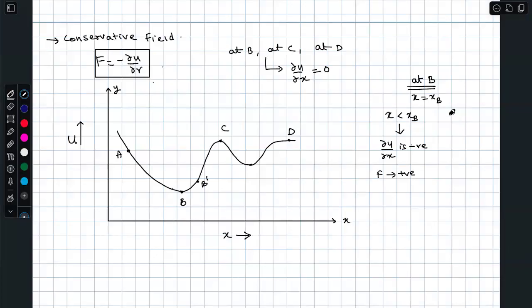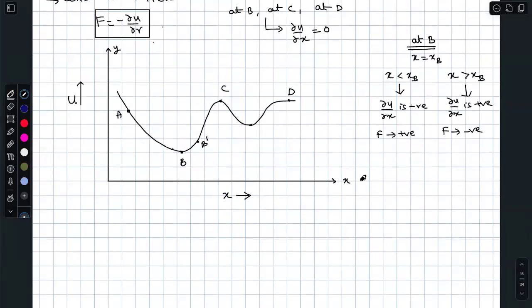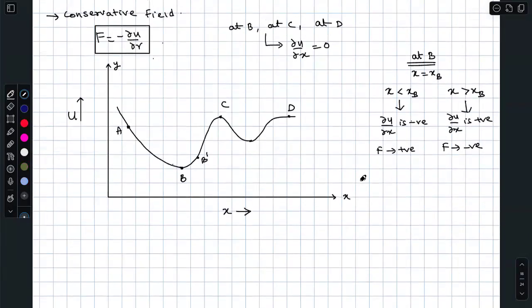What if I choose X greater than XB? Dou U by dou X is positive. In this case, F is negative. Any doubt? Sure? And what is the meaning of negative? If I disturb it from X equal to B rightwards, it will experience a force in the reverse direction, towards B. You just slightly disturb it from B, and it will be restored towards B.